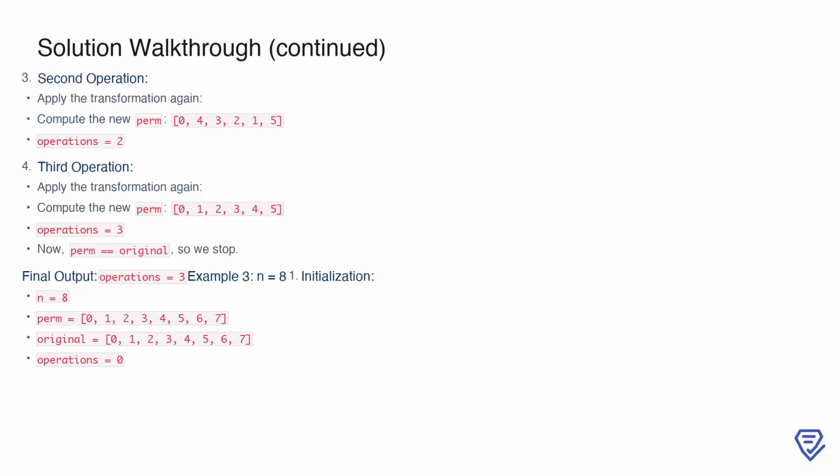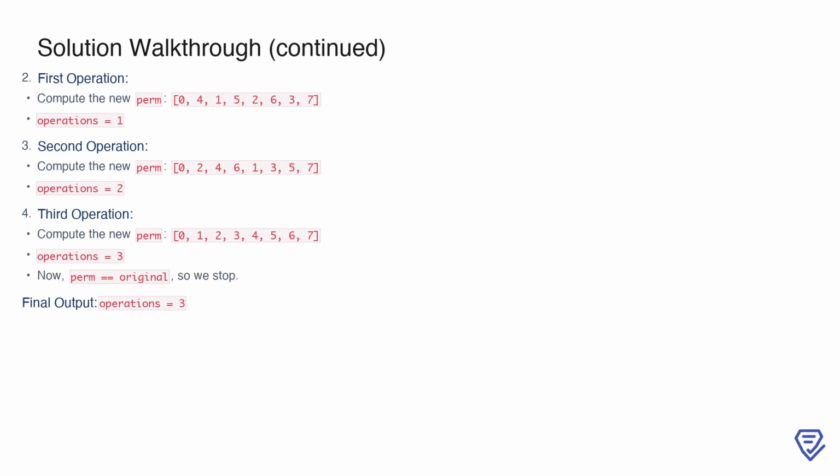We begin by initializing perm and original as 0, 1, 2, 3, 4, 5, 6, 7, and the operations counter is initially 0. In the first operation for n equals 8, applying the transformation results in perm becoming 0, 4, 1, 5, 2, 6, 3, 7, and we increment operations to 1. Next, during the second operation, the transformation updates perm to 0, 2, 4, 6, 1, 3, 5, 7, and the operations counter increases to 2.